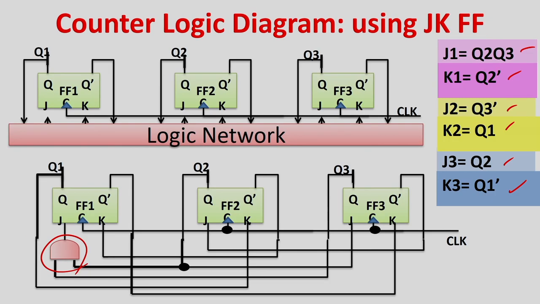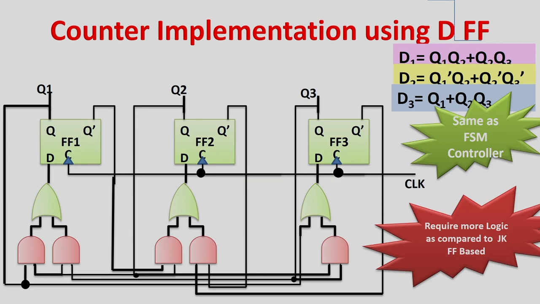But in this case, if you look at D flip flop, how many gates does it require? 3 plus 3 plus 2. In this case, 8 gates you require. Clearly 8 is greater than 1, so it requires more logic as compared to JK. If you are using D flip flop, then it is the same as an FSM controller, and it requires 8 extra gates.